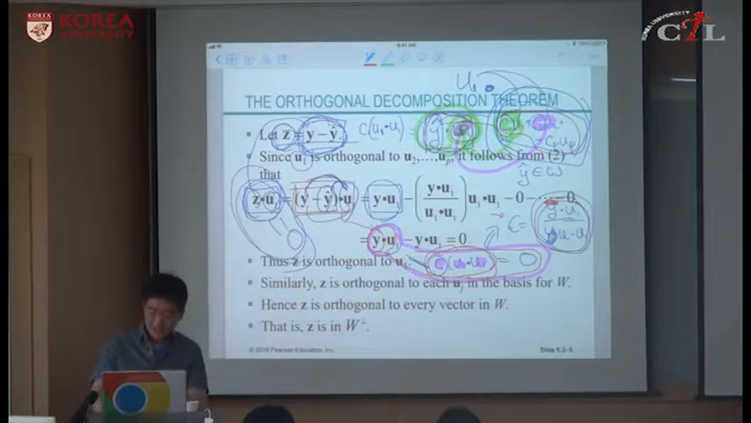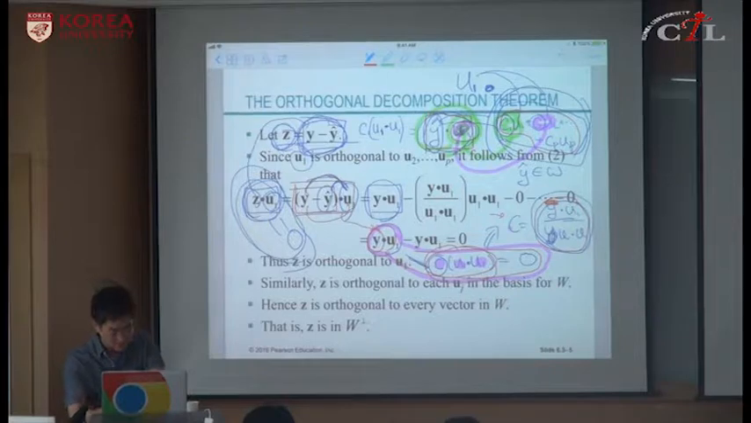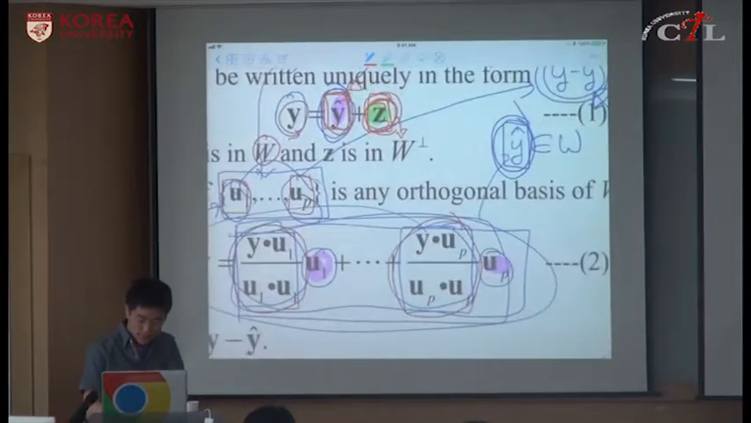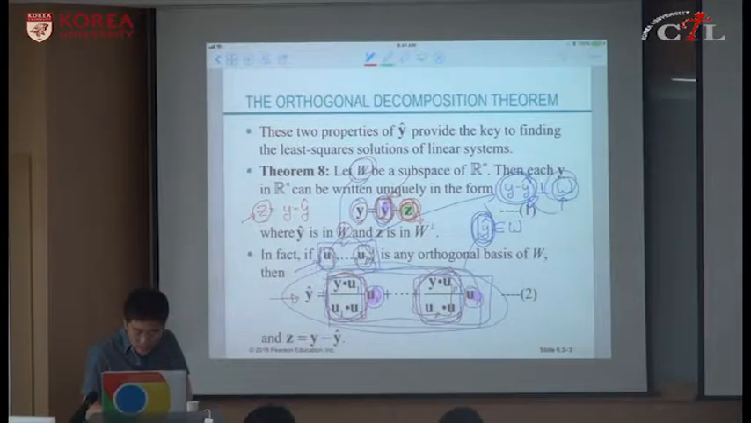Likewise we can obtain c2 through cp in this manner. So we obtained these linear combination coefficients that satisfy this y minus y hat. Again, y minus y hat is perpendicular to our subspace W, right?